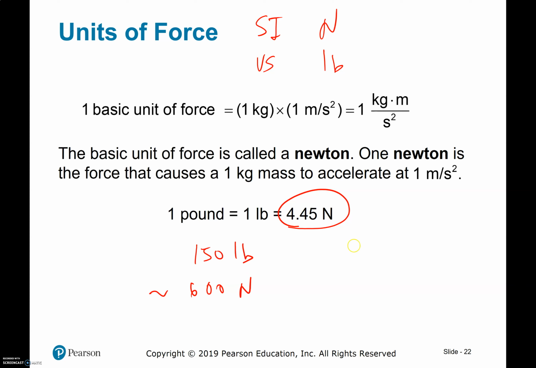What is 1 newton? Well, 1 newton is the force that you need to apply to 1 kilogram, which is roughly 2 pounds, to produce an acceleration of 1 meter per second squared. So that's the definition of 1 newton.